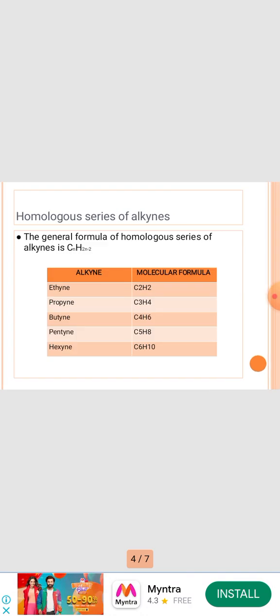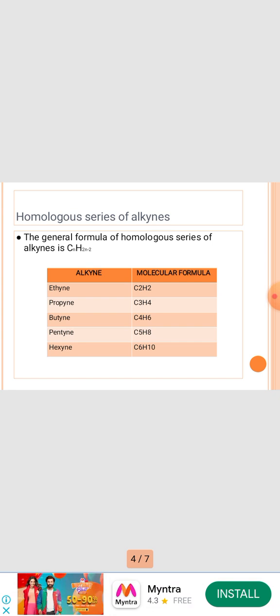Similarly, let us understand the homologous series of alkyne. The general formula for homologous series of alkyne is CnH2n minus 2. The first member again is going to be ethyne. YNE refers to alkynes. Molecular formula C2H2. Propyne is going to have C3H4, butyne C4H6, and so on.